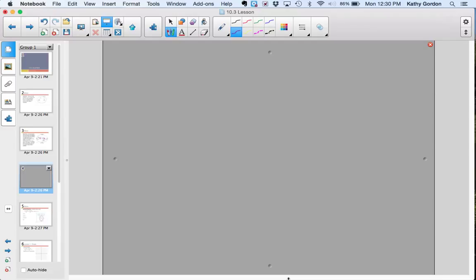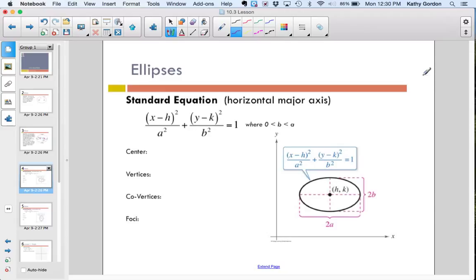Okay? All right, so again, there are two different possibilities of what our ellipse could look like based on whether the major axis is horizontal or vertical. So it's the major axis that's going to determine how we talk about the ellipse. A horizontal ellipse has a horizontal major axis. A vertical ellipse is going to have a vertical major axis.